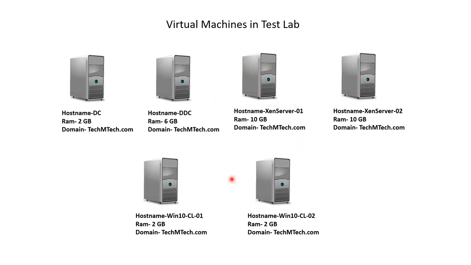Okay, so if you can see the infra, the first one is my domain controller, and my domain name is techmtech.com. For my domain controller, I have allocated 2 GB of RAM. In the same way, for the Citrix server, I have given the host name DDC, and RAM will be 6 GB. This machine is joined into my domain. Same for those machines as well. Both machines have 10 GB of RAM each, and both are joined into my domain. And these are the client machines with 2 GB of RAM, and both machines are in my domain.